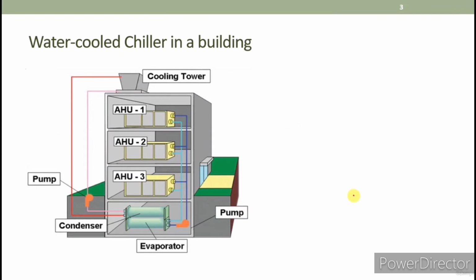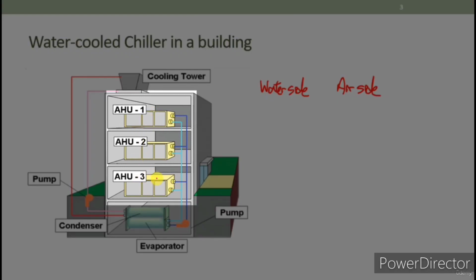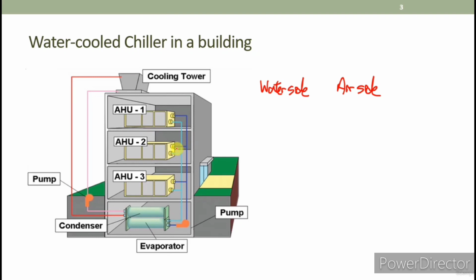This is the water-cooled chilled water system, which is one of the most common cooling systems in a building. The HVAC can be categorized into the water side and the air side. Most of the equipment you see over here, such as the chiller, cooling tower, pumps, they belong to the water side equipment. The only air side equipment over here is the AHU or air handling unit. This is the place where heat transfer between cold water and warm air takes place.